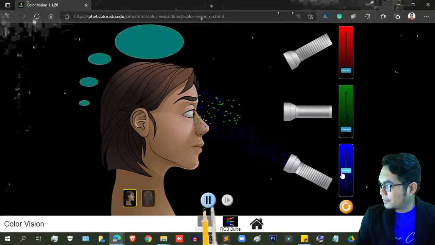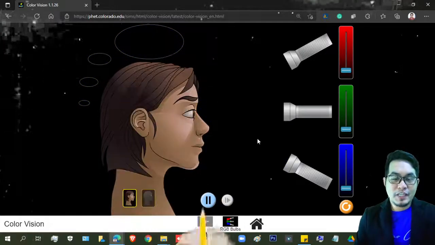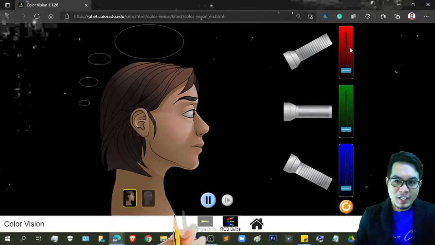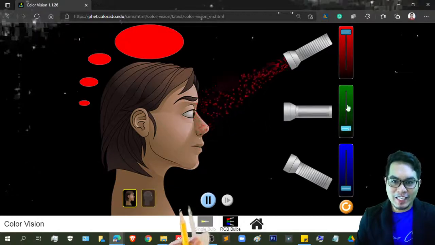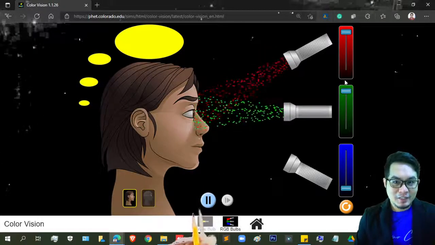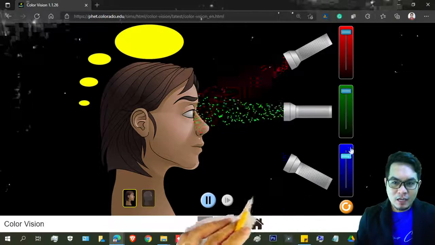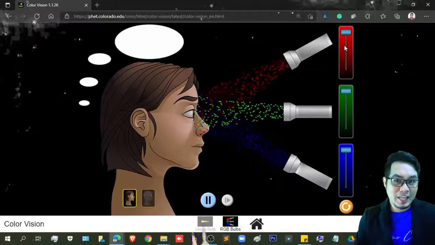So if you have no light, then what you perceive is black. If you only have a red light, then of course you see it as red. But if you have red and green, you'll actually get yellow light. And if you get all of the three in equal intensities, you will get white light.